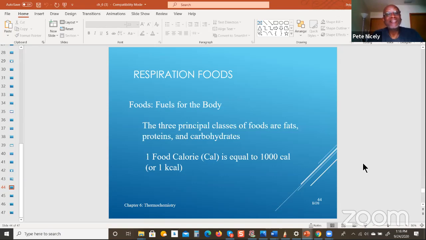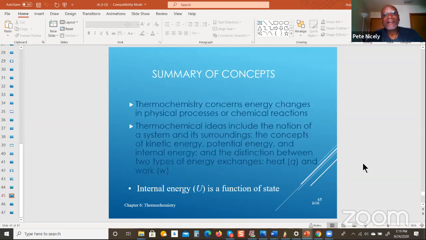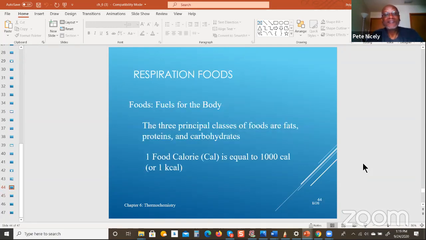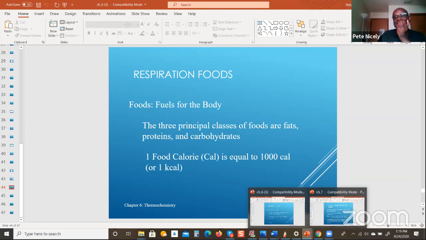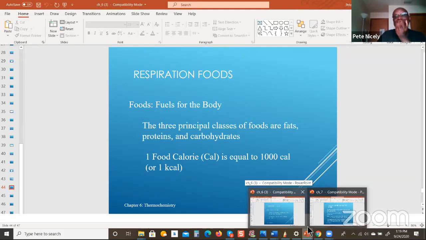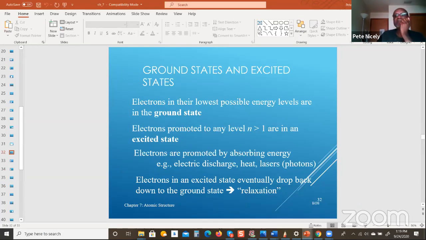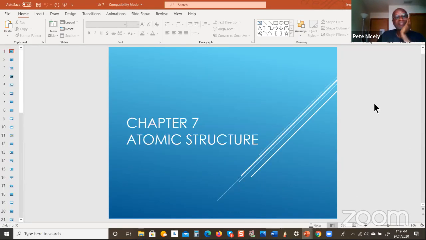And fuels for the body, which would be foods, also provide energy. There are three principal classes of foods, which are fats, proteins, and carbohydrates, that provide energy for our bodies, all right? And that's basically it for this chapter, all right? So if there are no questions concerning this chapter or anything else in relation to this chapter, we're going to move on to chapter 7, all right?